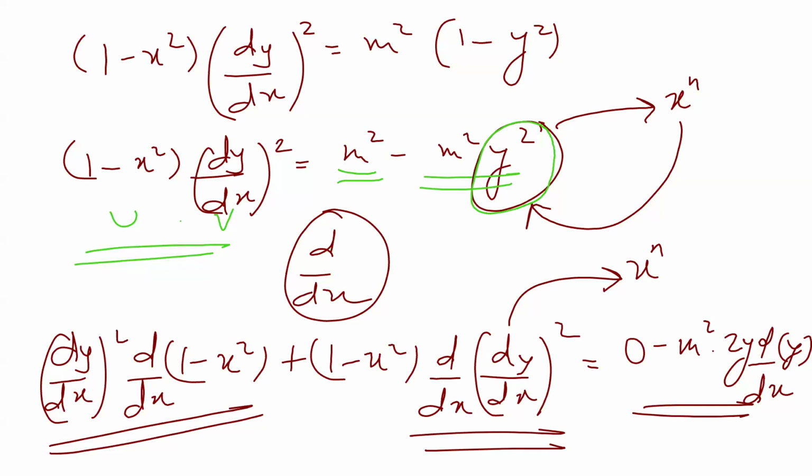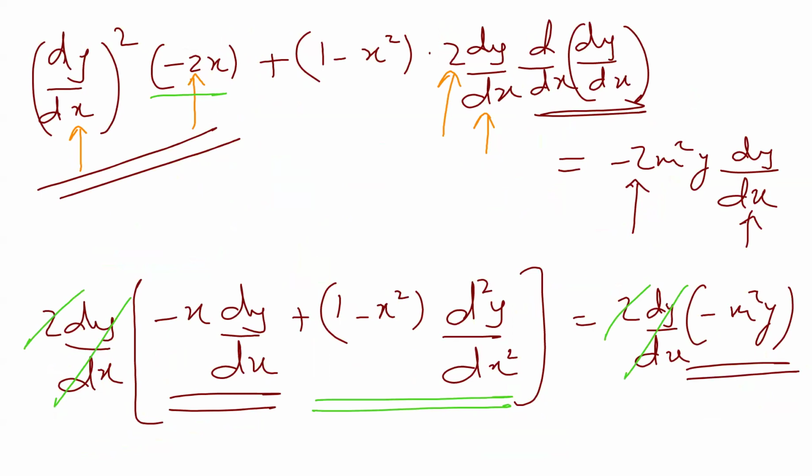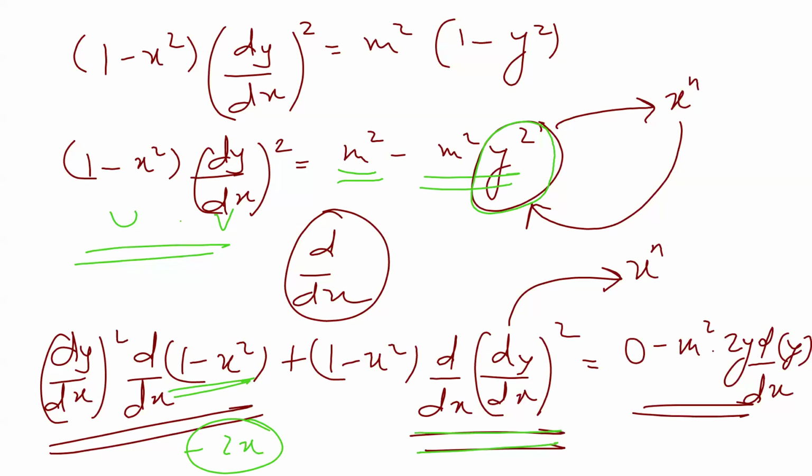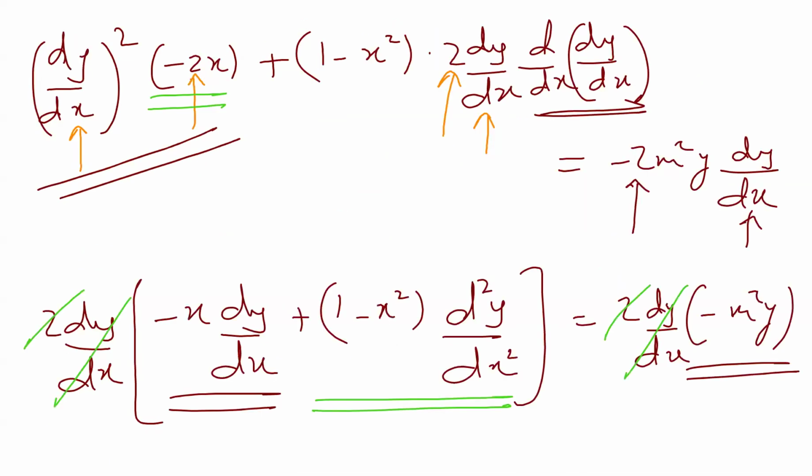Okay. Now after this it is written as minus 2x in the next step. It's minus 2x, right? And this is x raised to n. So n into x raised to n minus 1. So x is dy by dx. So we'll derive dy by dx. Okay.